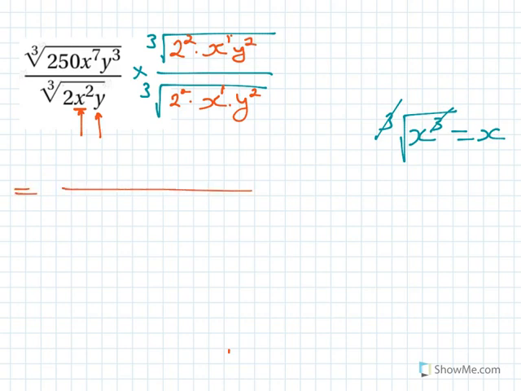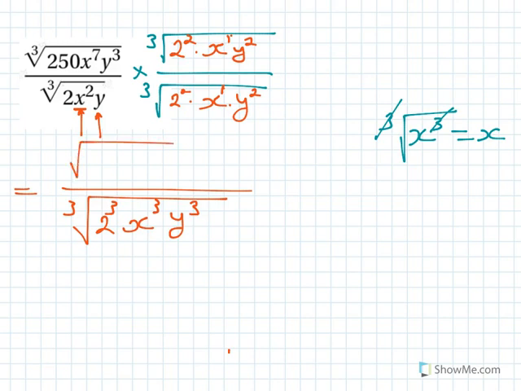So this is going to be equal to the cubic root of 2 times 2 power 3, which is 2 power 3, x power 2 times x power 3, y power 3. And up top, I have the cubic root of 250 times 2 squared, just like 250 times 4, which is 1,000. X power 7 times x is x power 8, and y power 3 times y power 2 is y to the power of 5. But what this does is magically solve your problem.